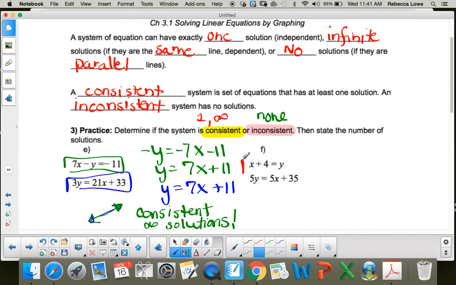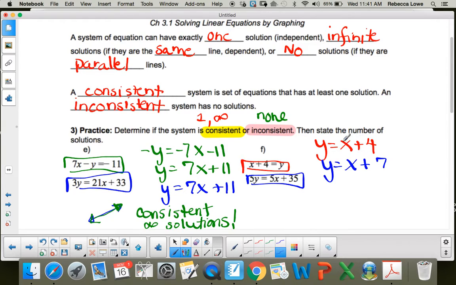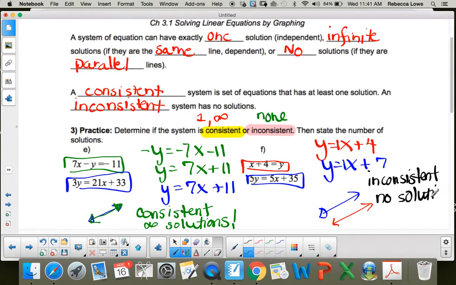All right, F. I'm going to set this equal to y. Well, it's already done. I'm just rearranging it. For the next one, I'm going to divide everything by 5. So I get y equals x plus 7. Well, you should notice that these have the exact same slope, 1 and 1, but they have different y-intercepts, 4 and 7. That means they are parallel lines, and parallel lines never touch. Therefore, there is no solution. So this is inconsistent. No solution. So all we did was solve them for y, compared the equations to determine if they're the same or parallel.